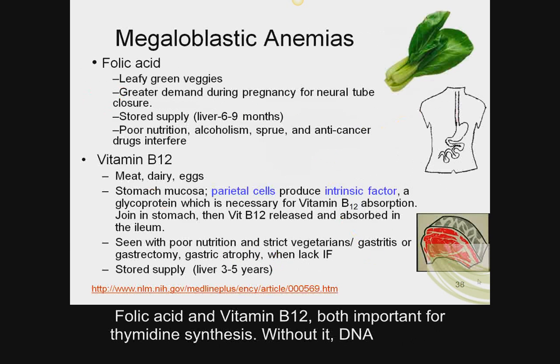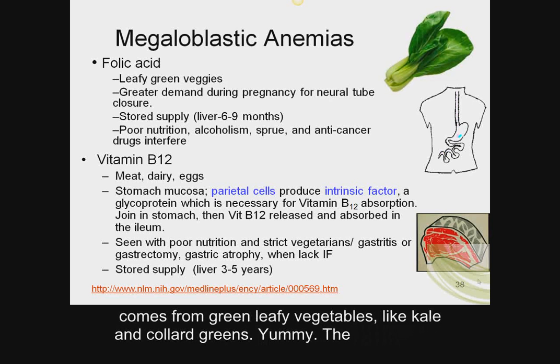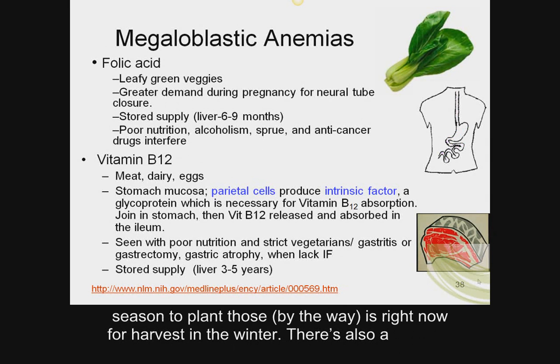Folic acid and vitamin B12 both are important for thymidine synthesis. Without them, DNA synthesis is arrested, and then the red blood cells are fewer in quantity but larger in size. Folic acid comes from green leafy vegetables like kale and collard greens, super yummy. By the way, the season to plant those is right now for a harvest in winter.